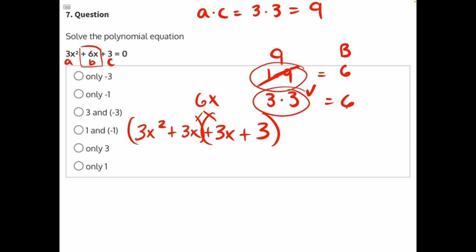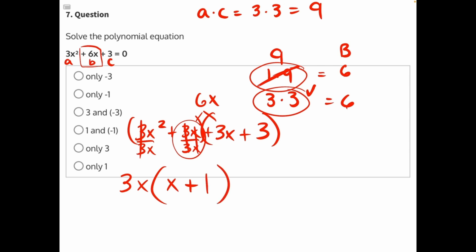Let's factor out the greatest common factor from each. There is an x present in each of these terms, so we can pull out an x, and we can also pull out a 3. So we're pulling out 3x. What's left over? These 3's will cancel, these x's will cancel, and an x squared divided by x will just leave us with x. Anything divided by itself is 1, so we're left with 3x times x plus 1.